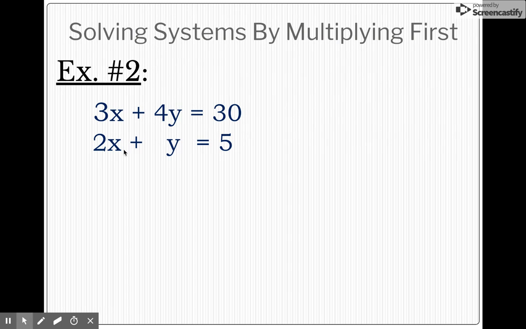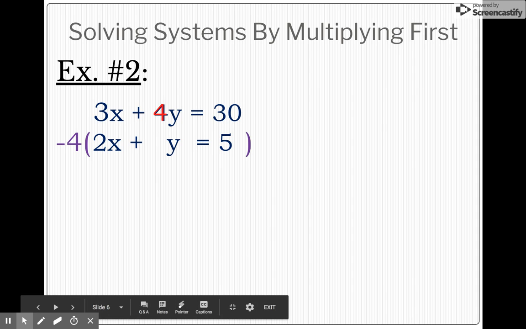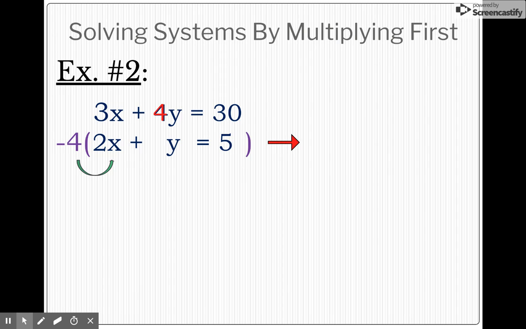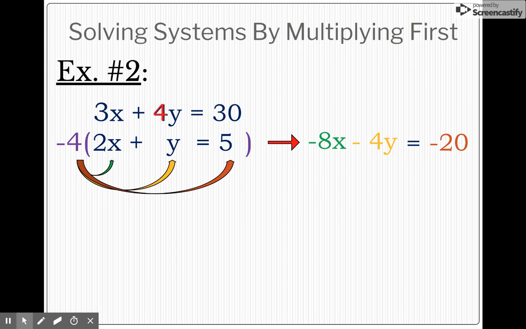So if we were to look at 2x plus y equals 5, to get an opposite of this, we would need this to be a negative 4. So we would multiply the whole equation by negative 4 so that the y has a negative 4 in front. So again, make sure that you put parentheses so that it's multiplying everything by negative 4. So what that looks like is negative 4 times 2x is negative 8x. Negative 4 times y is minus 4y equals negative 20.